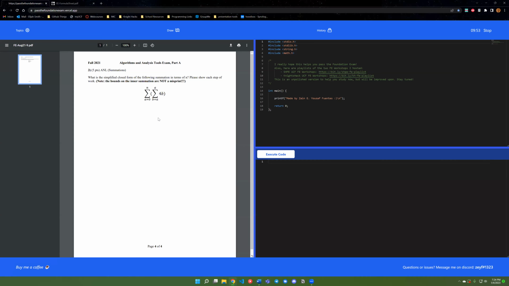I believe so. It didn't give us any criteria of where to stop. I don't think you have to simplify it all the way. I think you should be good just to leave it as soon as everything's in terms of n.